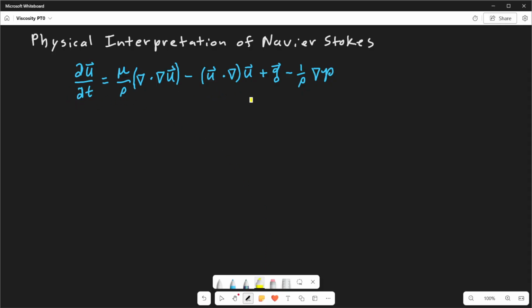So this and that, basically, this part just comes from the Euler equation. And that has already been discussed. So the part that's actually of interest is this part right here.